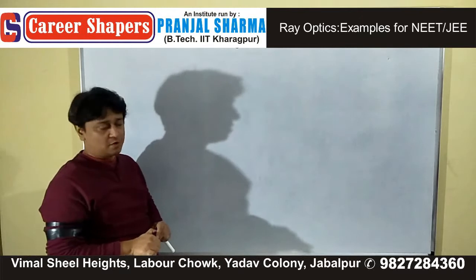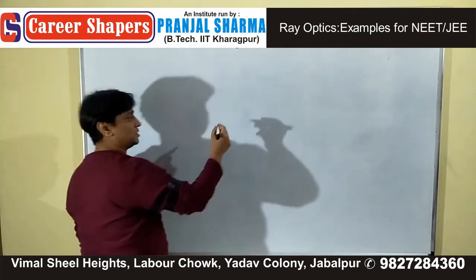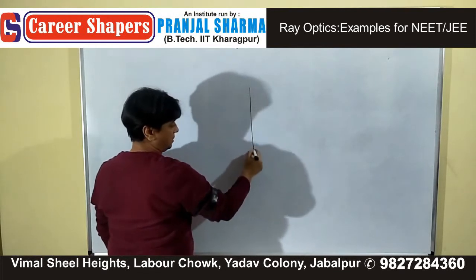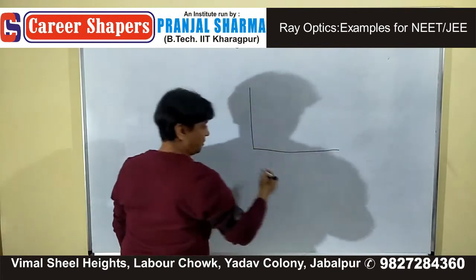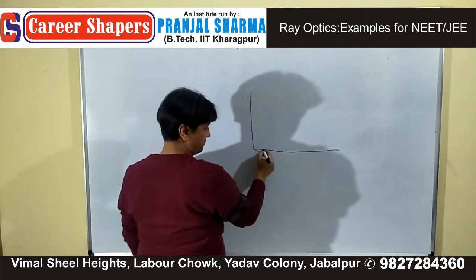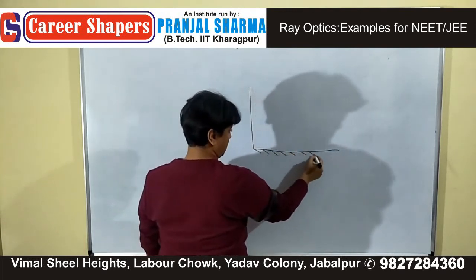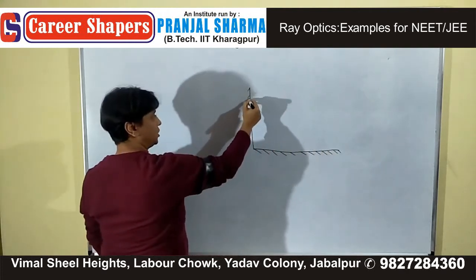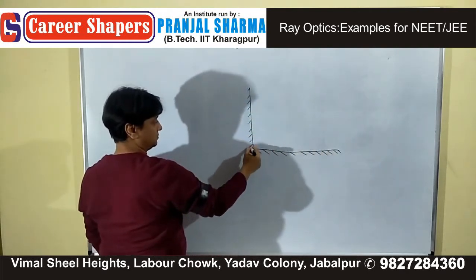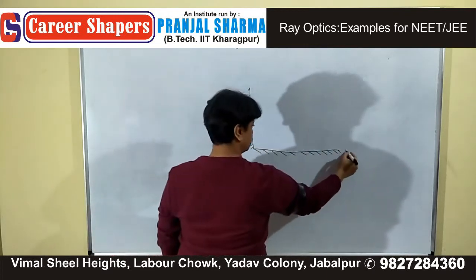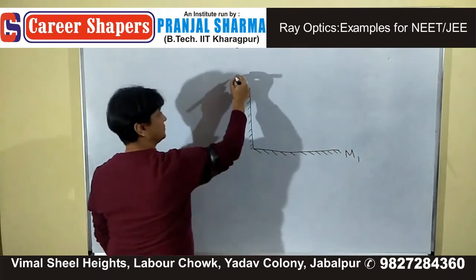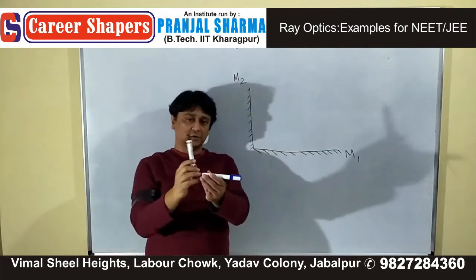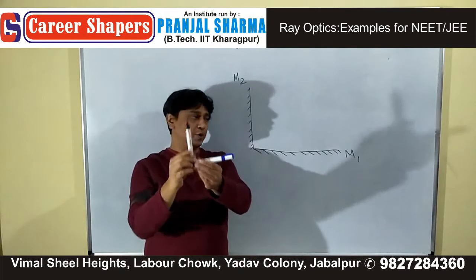Let's see how image formation takes place when we have got two mirrors. We've got two plane mirrors and they are placed like this, perpendicular to each other. This is mirror 1, this is mirror 2. They're like this, two plane mirrors perpendicular to each other.